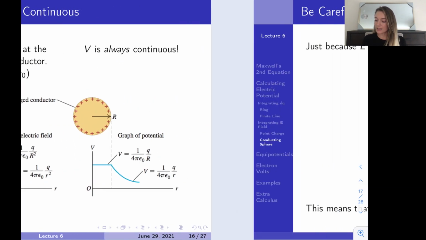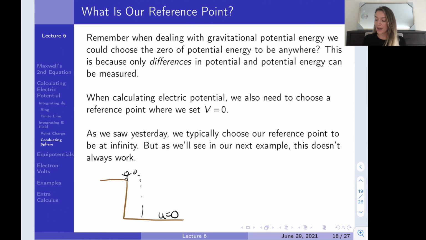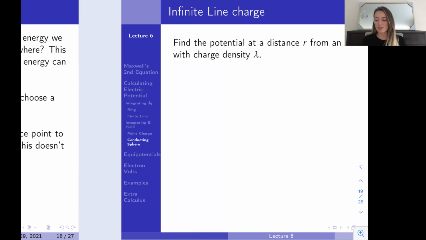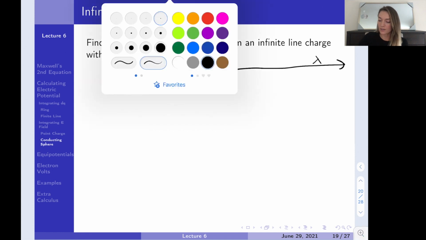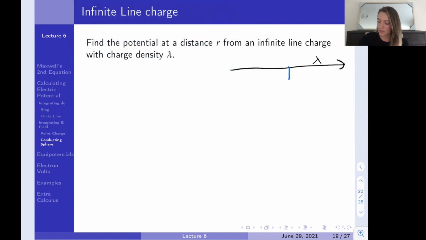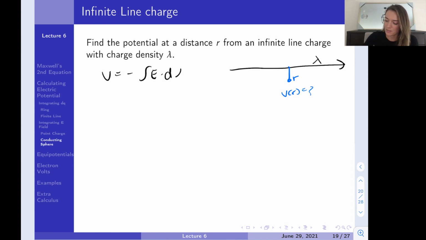So let's see an example where choosing our reference point at infinity won't make any physical sense. Let's do an infinite line charge. We have an infinite line charge somewhere of charge lambda, and we want to find the potential a distance r from this line charge. So this is our distance r, and what is the potential there? We're going to want to use this formulation.